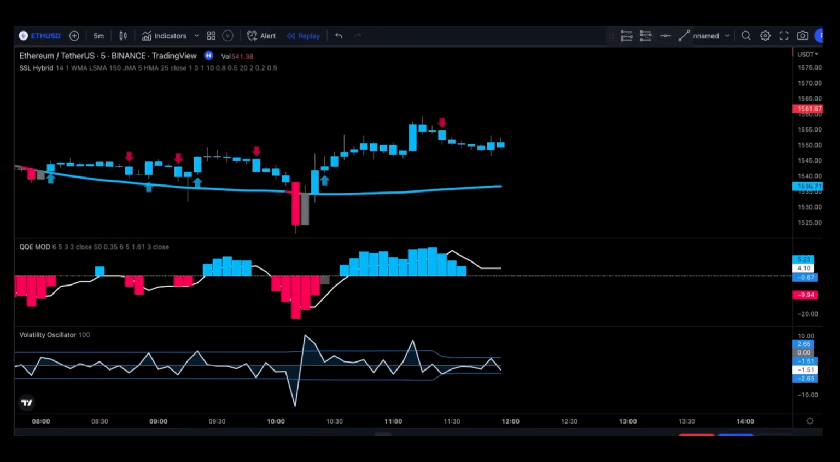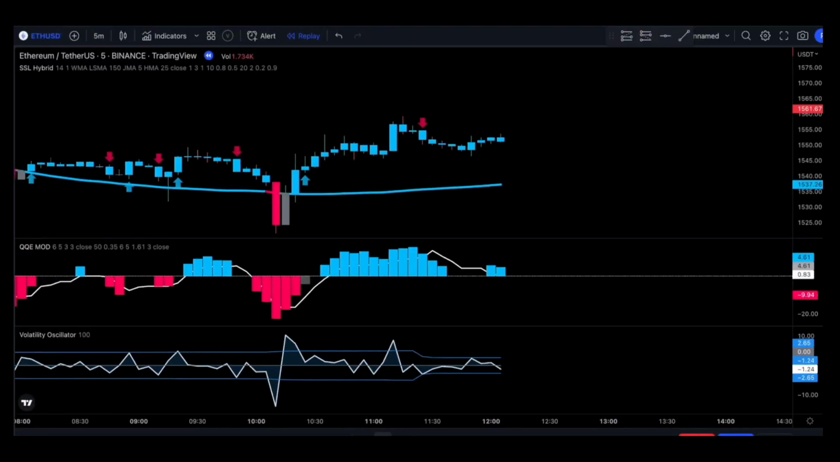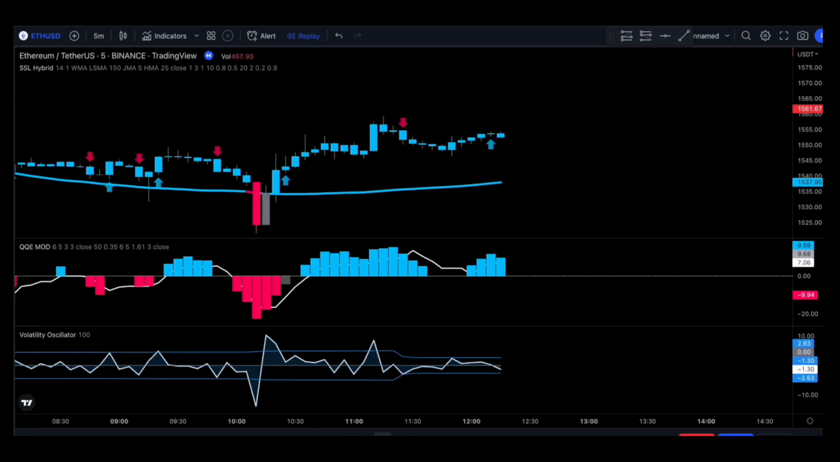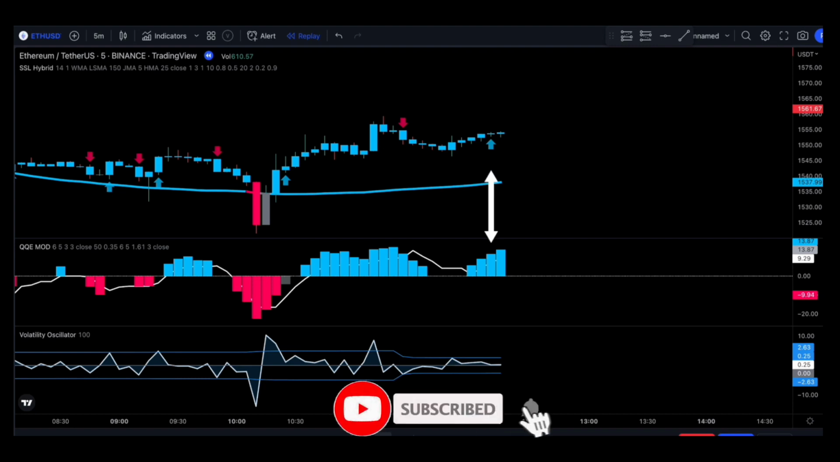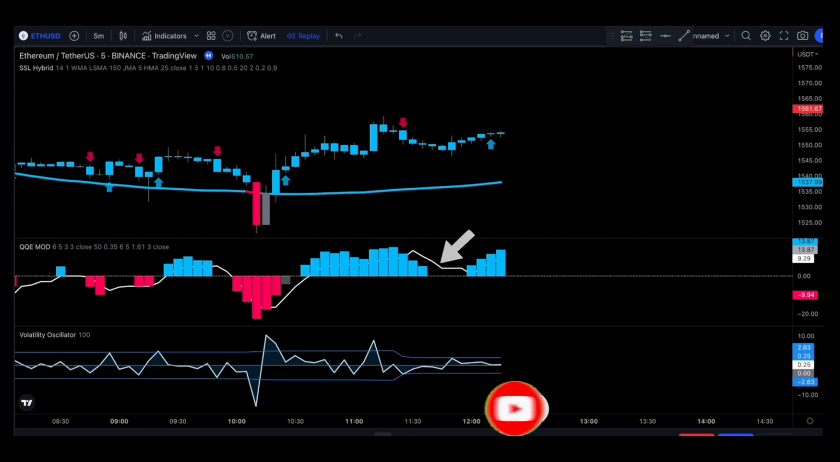A buy signal is valid when the following criteria are met. First, a buy arrow is displayed on the chart. Second, the price bar is positioned fully above the baseline. Both the baseline and the bar are blue. Third, the QQE mod bar is blue. The white line is above the zero level.